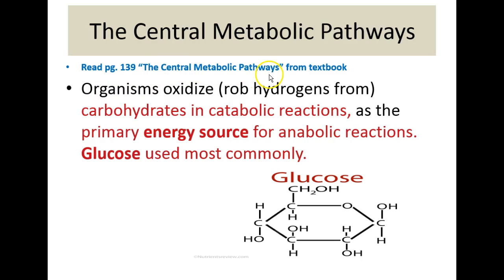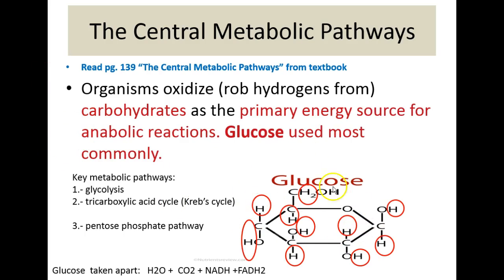The central metabolic pathways are looked at as catabolic pathways. In these pathways, organisms will oxidize, which in biology means to rob hydrogens from carbohydrates. These catabolic reactions will provide primary energy sources for anabolic reactions. The carbohydrate that is most commonly used by these central metabolic pathways is glucose.